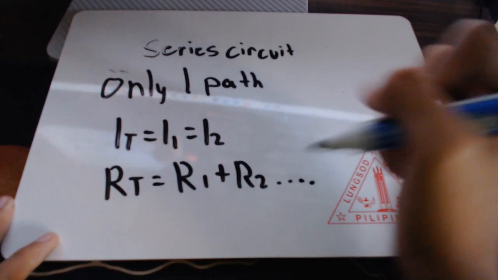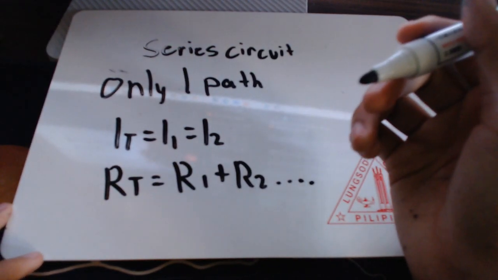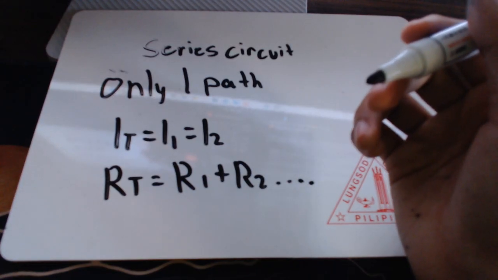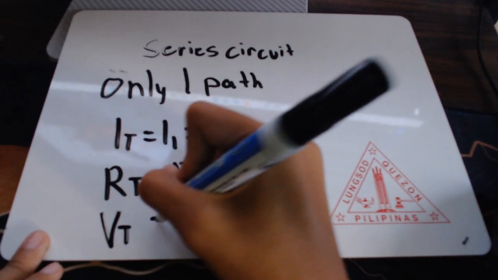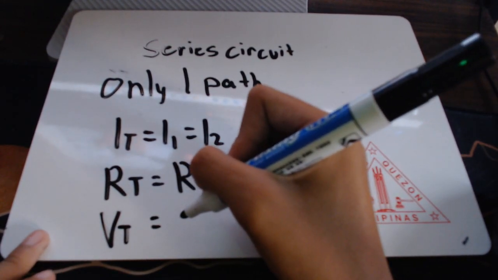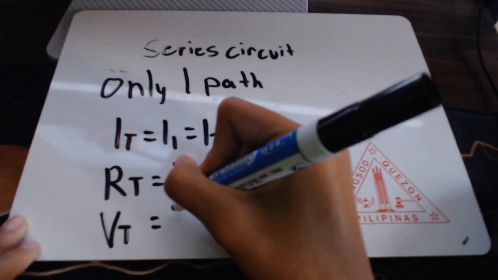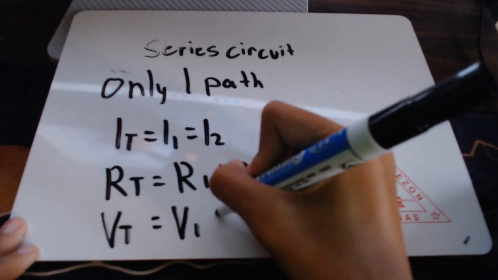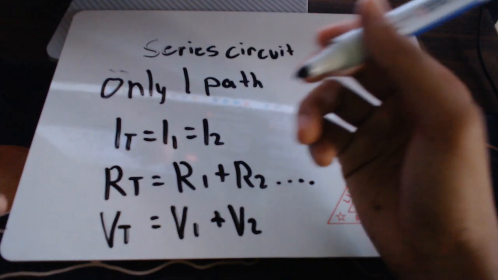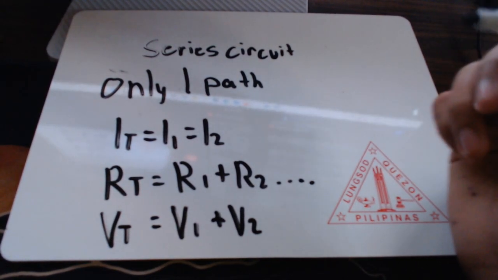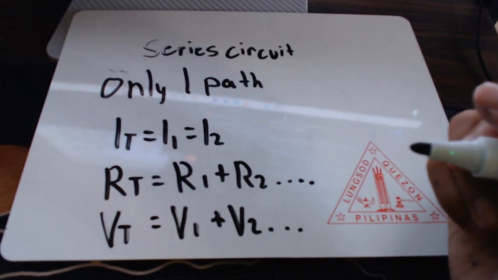And so on and so forth. And the total voltage is equal to the sum of the voltage drops across the resistors. So the voltage is equal to the sum of the voltage drops across each one of the resistors. So it's just like this: V1 and V2. Now these are the standard series relationships: same current, additive resistance, and voltage drops adding to the source voltage.